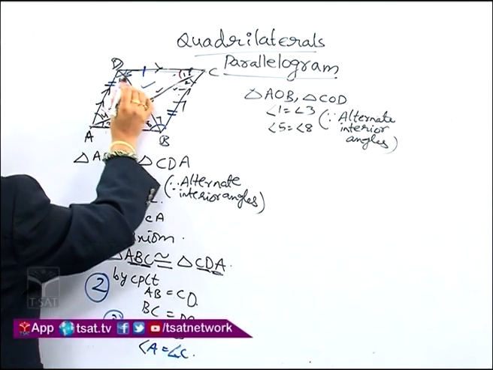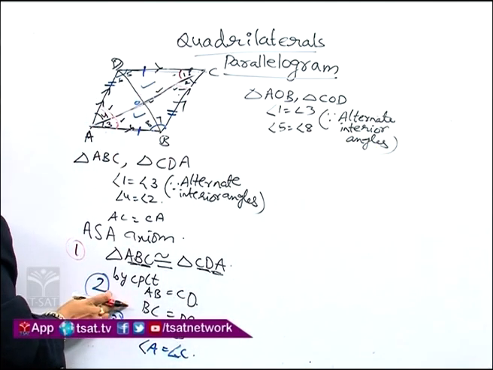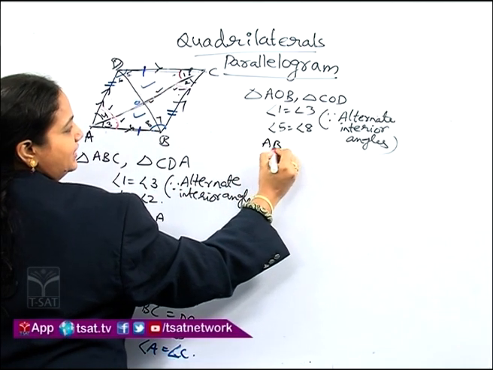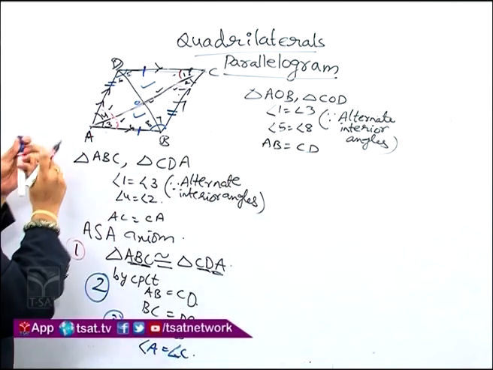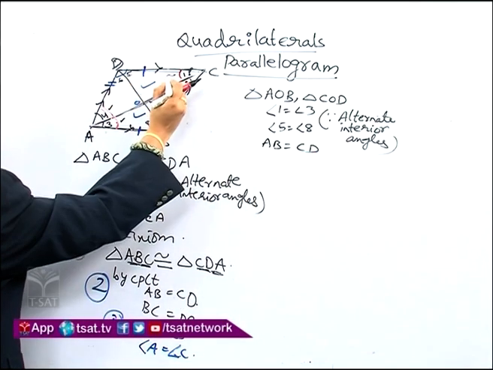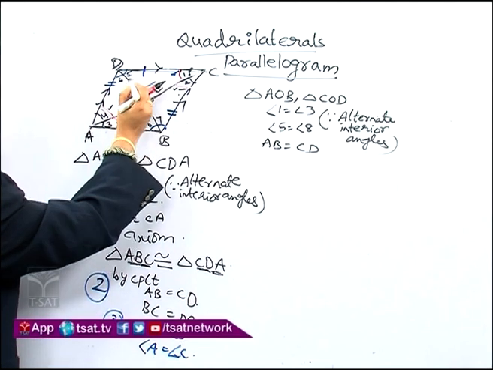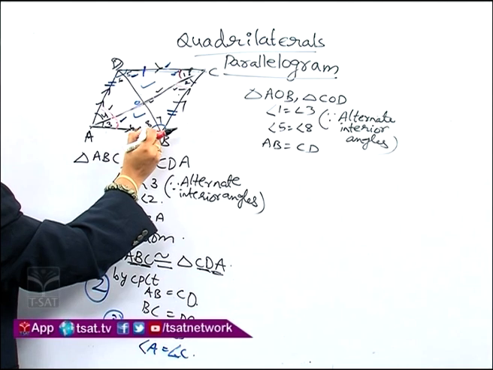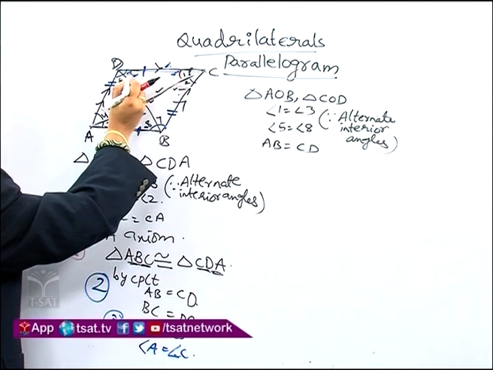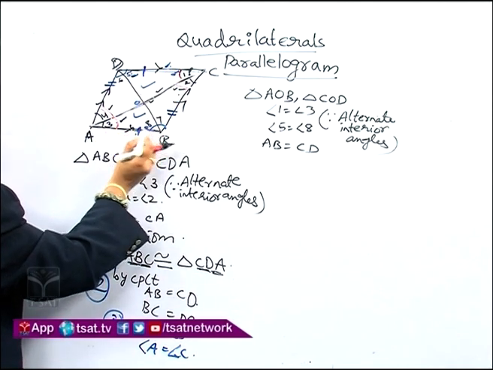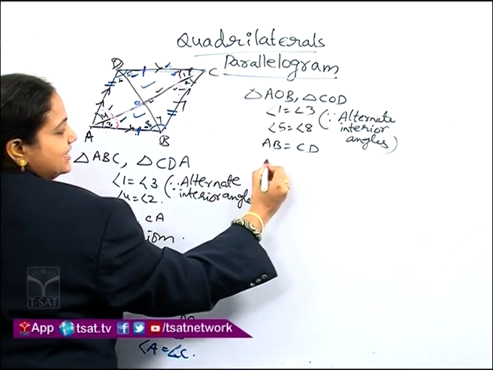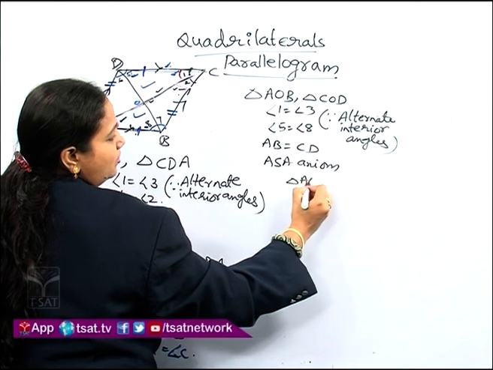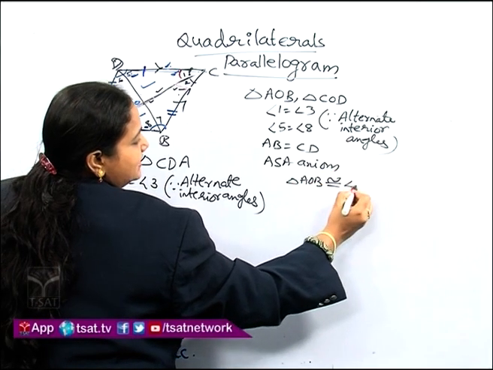And also just now we have proved that AB is equal to CD. These opposite sides are equal. Observe these two triangles. Here one angle and the side and another angle. That is angle, side, angle. So by using the angle, side, angle axiom, triangle AOB is congruent to triangle COD.